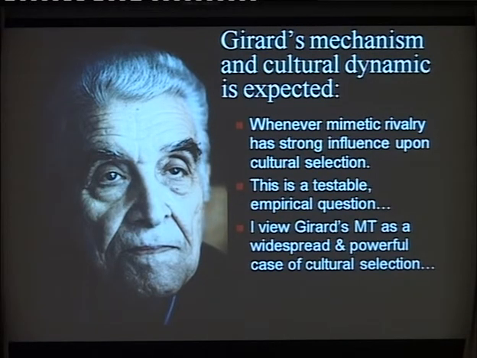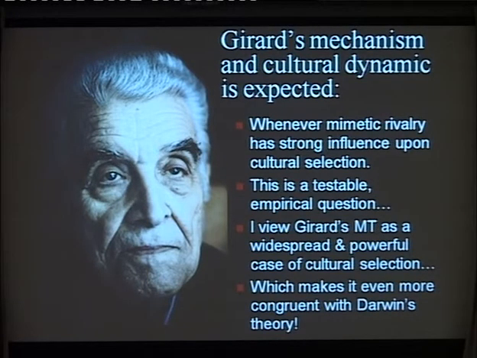I view the mimetic theory as a widespread and powerful case, as an example of cultural selection driven by a kind of dynamic in a population, a social dynamic where there's widespread mimetic rivalry. And interestingly, if you look at it this way, it makes it even more congruent with Darwinian theory. Because what it says is that the Girardian dynamic contributes to the differential persistence of cultural forms in a population, selecting among them, involving sacrificial victims and so on in environments where that's appropriate. In effect, it's saying that Girard adds to Darwin as an extra Darwinian mechanism of adaptation.